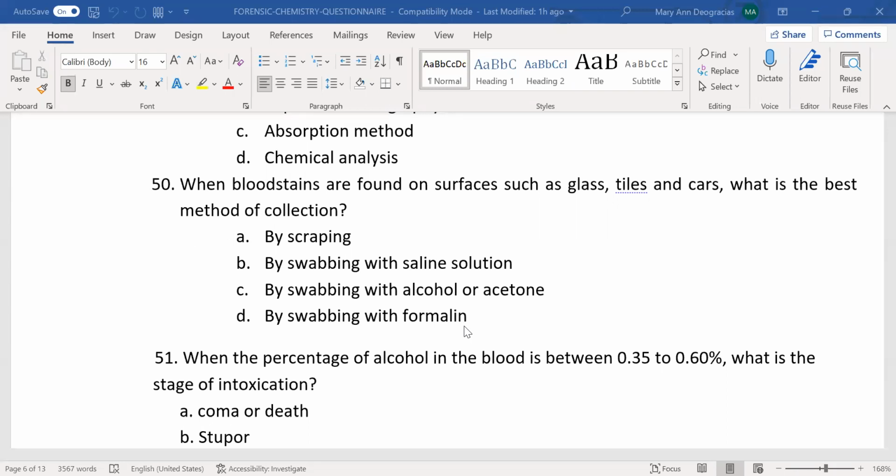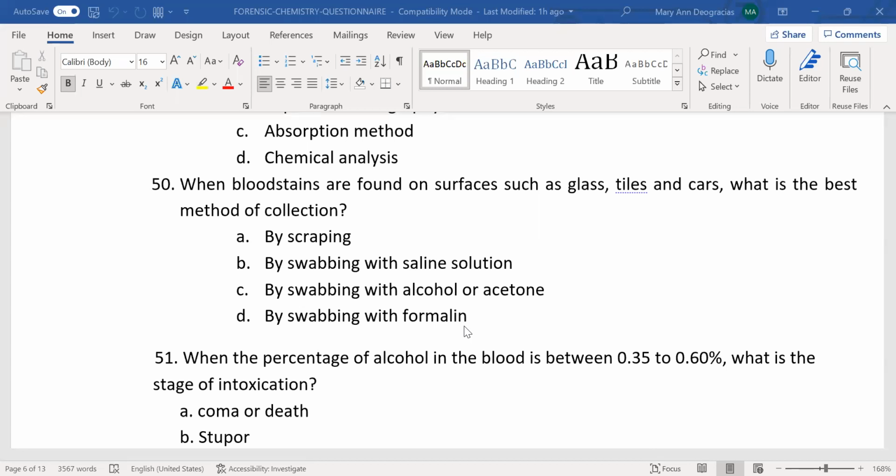These are undesirable preservatives since they will alter or give a false positive result. So we cannot use alcohol or acetone, and we cannot use formalin. Why? They will alter the results of the examinations employed by the forensic chemist. Saline solution is just like dextrose, guys, so it will not alter the components of the blood.